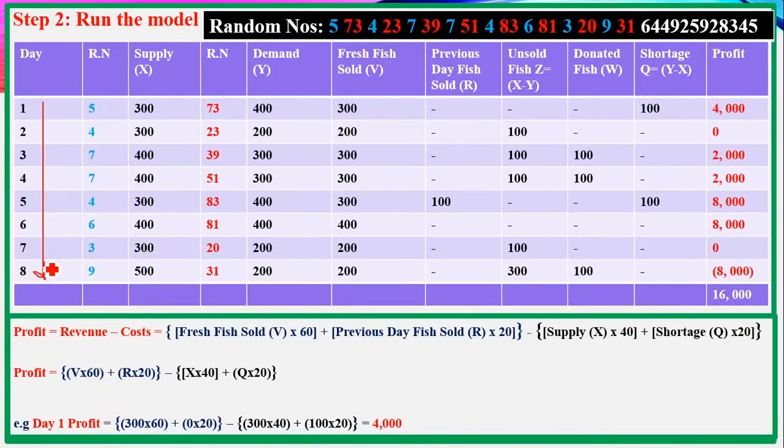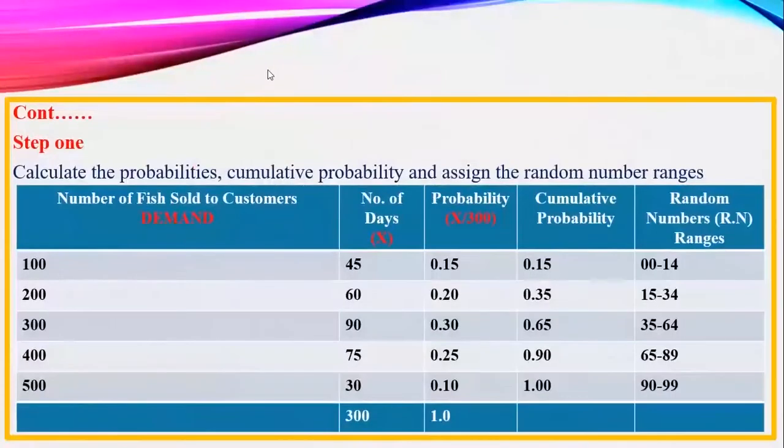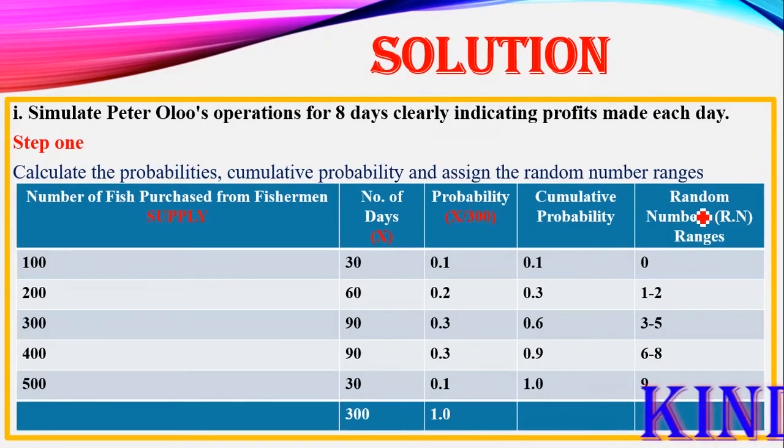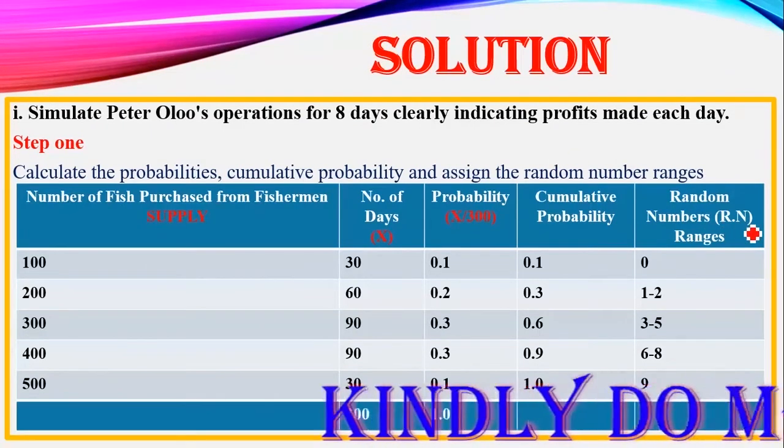So I have written the 8 days up to there. Then we are simulating on 2 variables, that is the supply, and the other variable is demand. See that? So we are simulating supply, we are simulating demand. So how do I allocate that? If you look at the random numbers, they will be allocated based on the random number ranges.